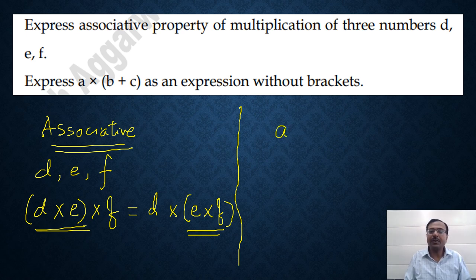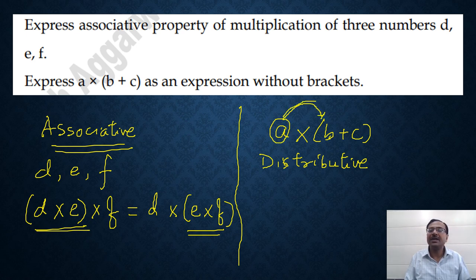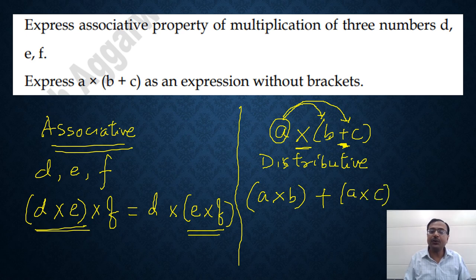Likewise, if you have to express a times (b plus c) without brackets, there is a bracket here, right? So we use the distributive property. Distributive property means whatever lies outside the bracket can be distributed inside the bracket like this. So here we have multiply. When you start distributing it, a will get multiplied by b, and then plus this plus sign, and then a will get multiplied by c. Even if you don't put the brackets here, it is perfectly fine, because in BODMAS you always multiply first and then add. So a times b plus a times c forms the answer for this particular question.